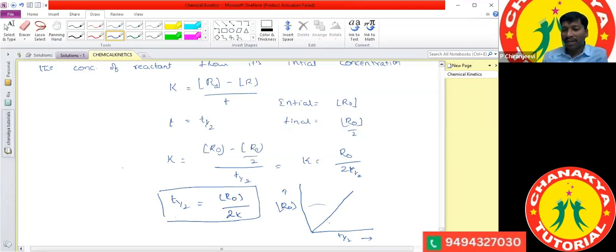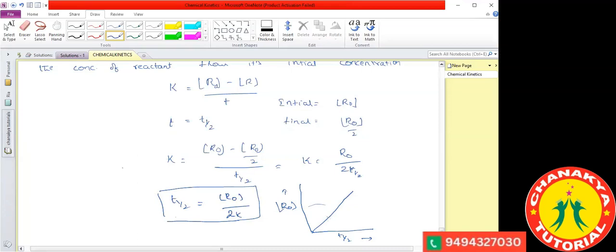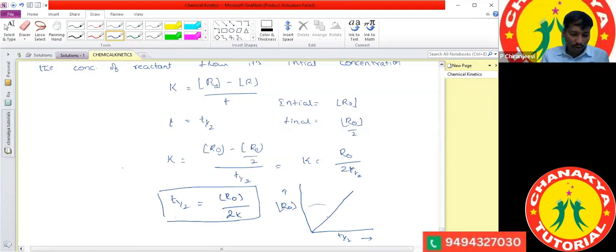Aditi, do you have any doubt until here? No, sir. Anyone else having a doubt here? So, based on this, tomorrow we are going to do some numericals. Okay. I'm searching for this.